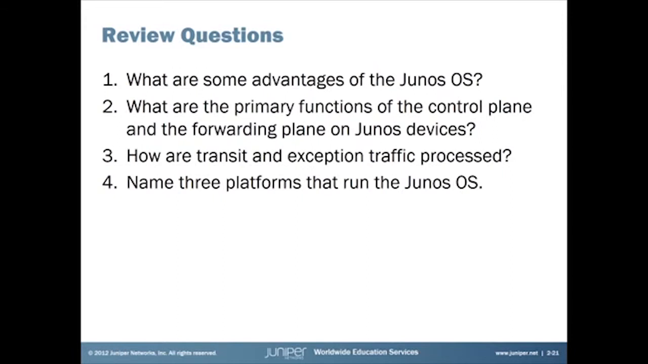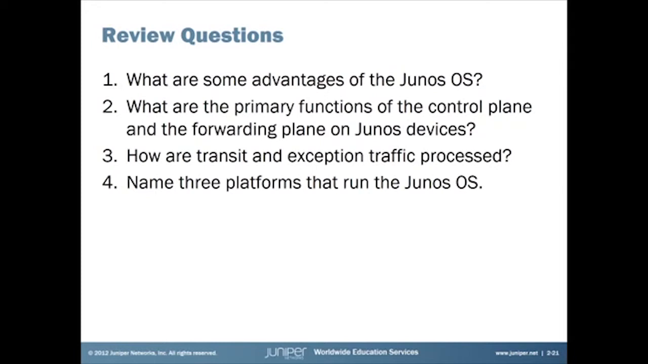Transit traffic. How is transit traffic processed? Well, essentially it comes in one interface, does a lookup, and just gets sent straight out another interface. Exception traffic. What happens to exception traffic? It comes in an interface, and then it gets sent up into the control plane for processing. So maybe we're configuring routing protocols or whatever we're doing.